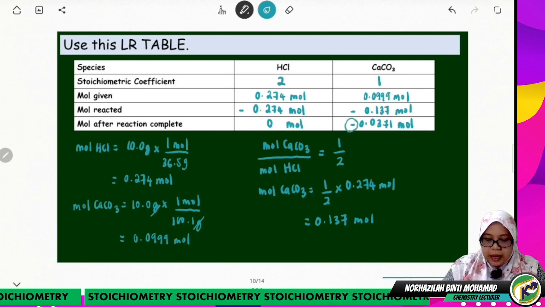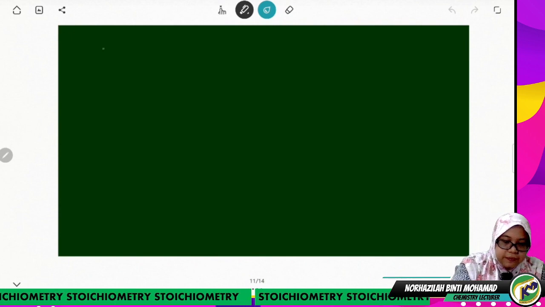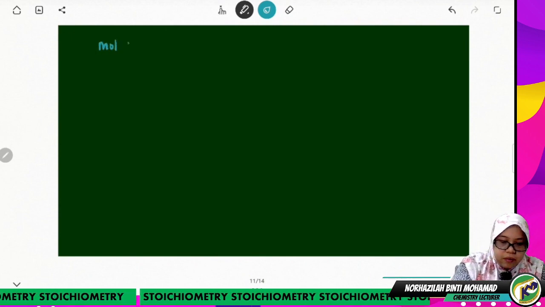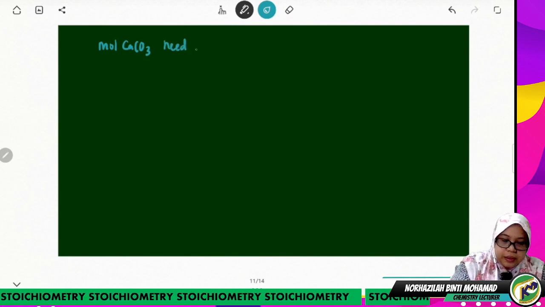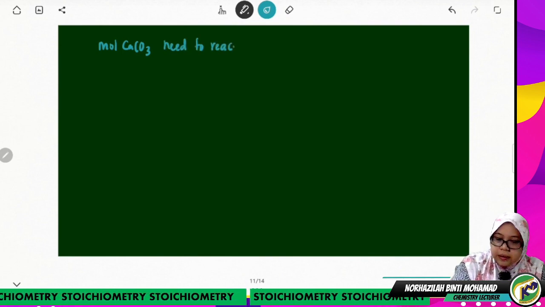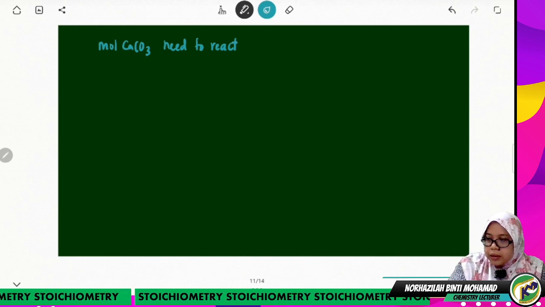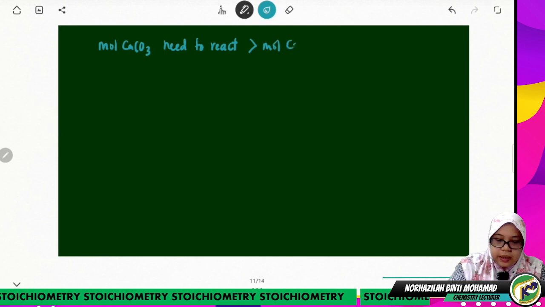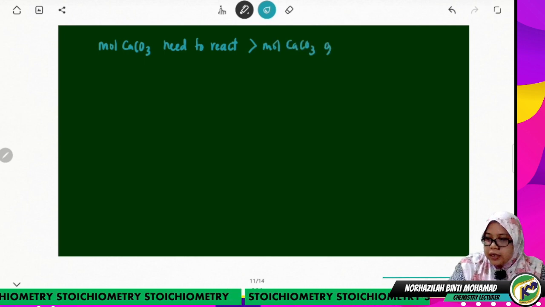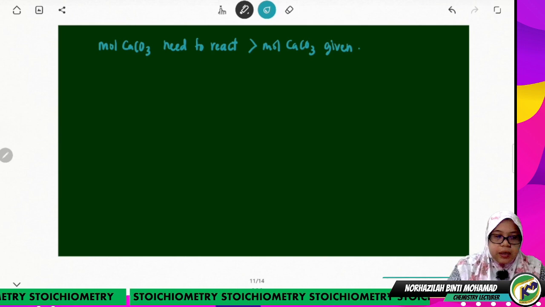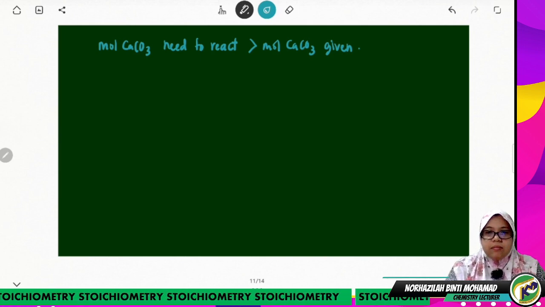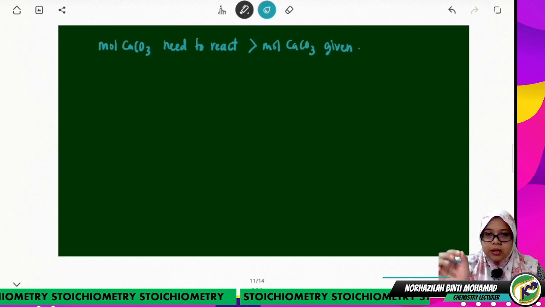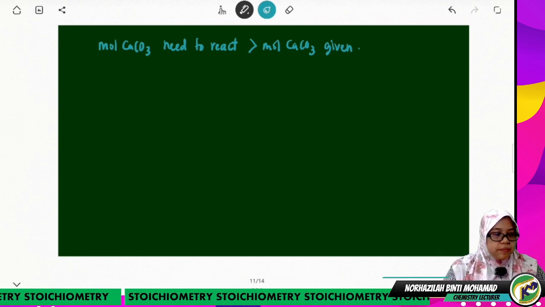That means that, okay, because of negative means that mole of calcium carbonate need to react is greater than mole of calcium carbonate given. So, yang apa? Mole of calcium carbonate react greater than mole of calcium carbonate given. Sebab tu kita dapat negatif, kita tolak dia tadi tu.